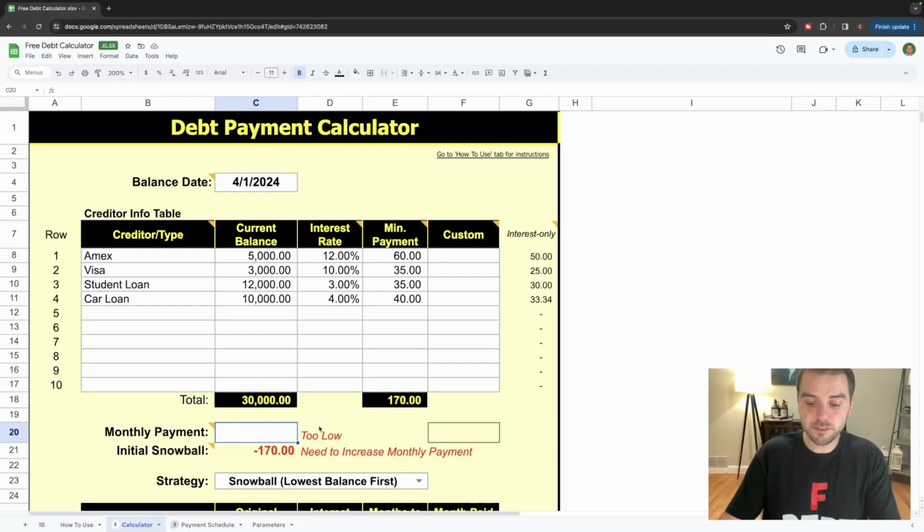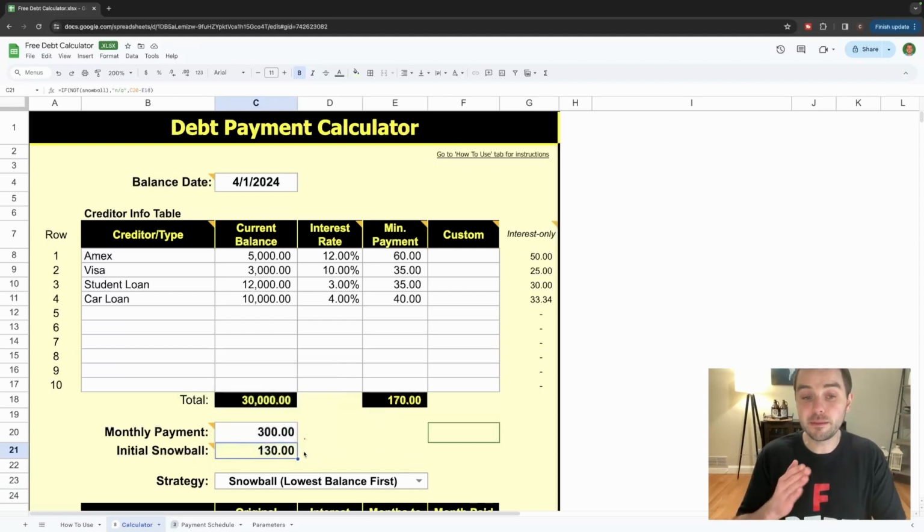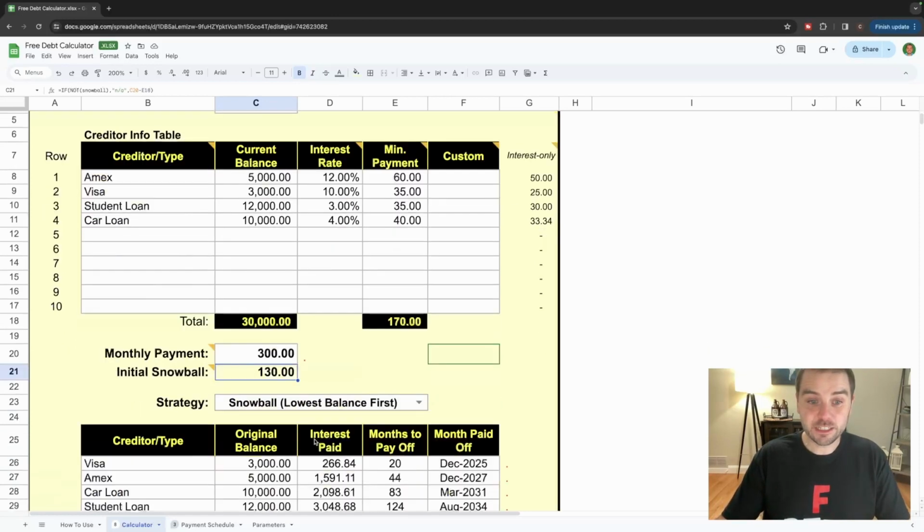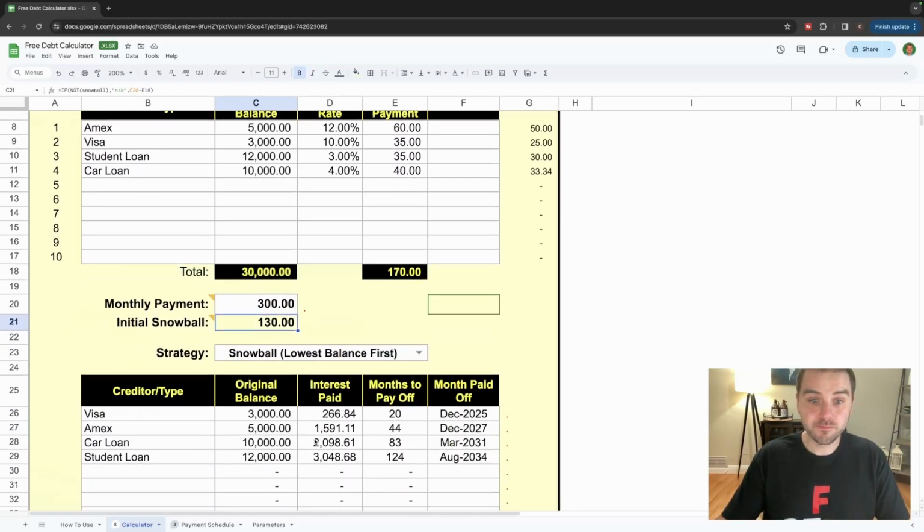So let's just say for right now, you are planning on paying $300 a month towards your debt. This next section down here is called initial snowball. This is the difference between the amount of money that you're going to be paying versus the amount of money that you have to be paying. So $130 is the variance. And I will show you what this means in a second as we scroll down here.